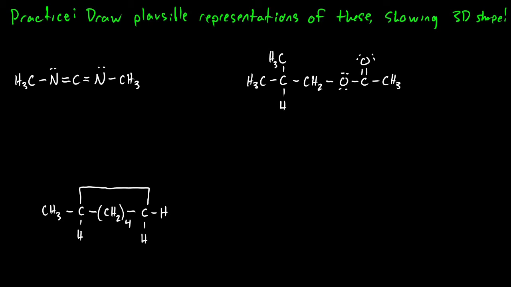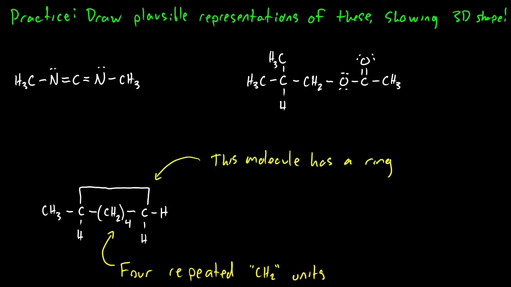There are 2 features to explain here. One is that the brackets here indicate a group which is repeated. So here we have 4 repeating CH2 units connected to each other. And this big thing on the top indicates that the 2 atoms connected by the bracket are connected in a ring. So based on what we've shown and discussed here, draw plausible 3-dimensional representations of these 3 molecules. You can build models if you want to help you out. In fact, I would highly recommend that. Pause the video and take as much time as you need here, then I'll show you how I drew them when you're done.